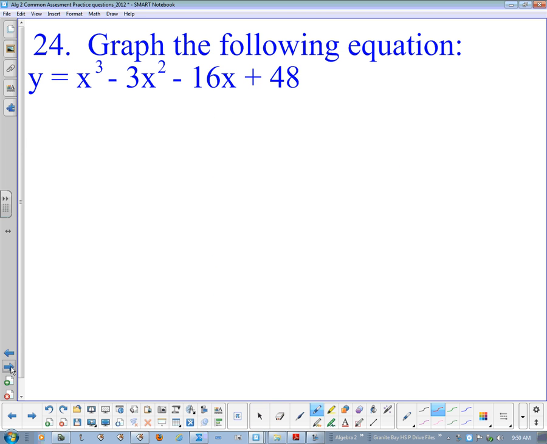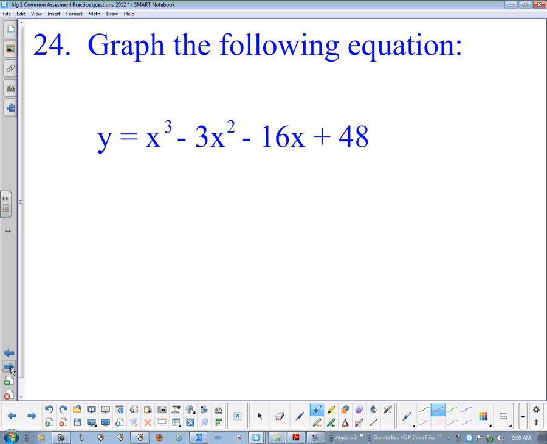Next problem. Graph the following. This one's going to be a little difficult. You've got to remember some things here. For this particular problem, I see 4 terms. I could do the whole P over Q thing, and it would work. P over Q would work. However, I'm going to try to factor by grouping because I see 4 terms.